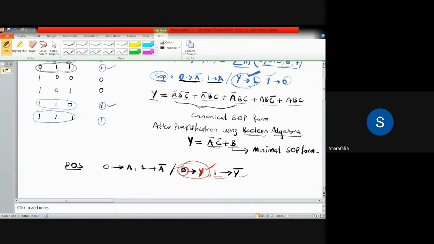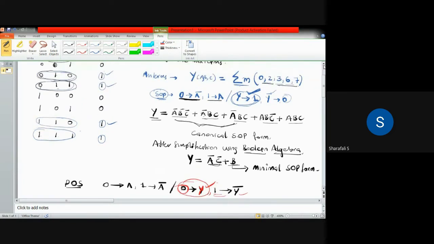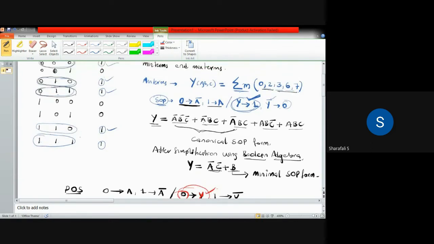So for POS, we have to consider these zeros in the output. And that will be given by, what are the positions here? This is the first 0. Corresponding variables are 0, 0, 1. So in POS form, 0 means A. So this 0 is A, this 0 means B, this 1 means C bar. So the first one is A, B, C bar.